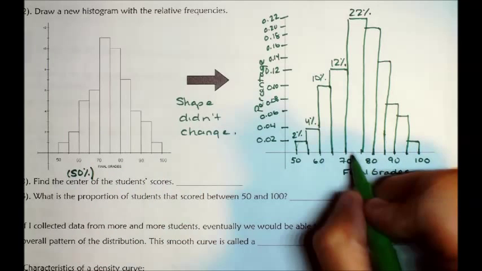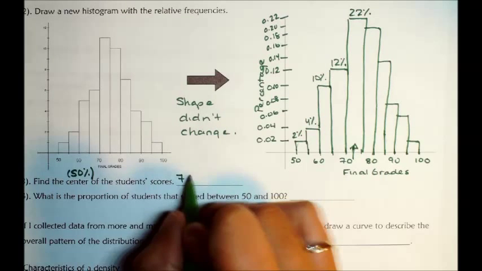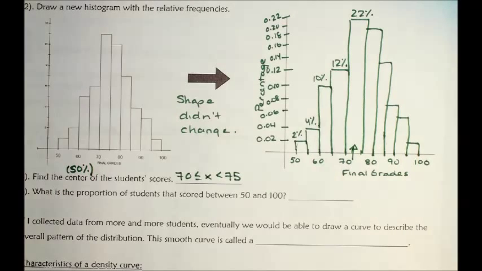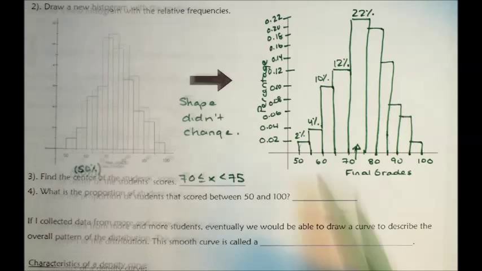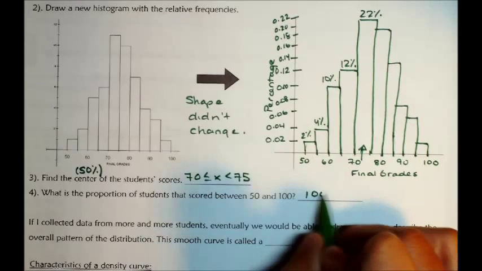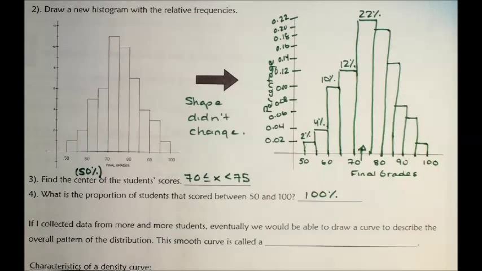Since we don't know exactly what the data is, we can only write down that the interval is between 70 and 75. What proportion of students score between 50 and 100? Well, here's 50, here's 100. That would be 100% of students are within that interval.